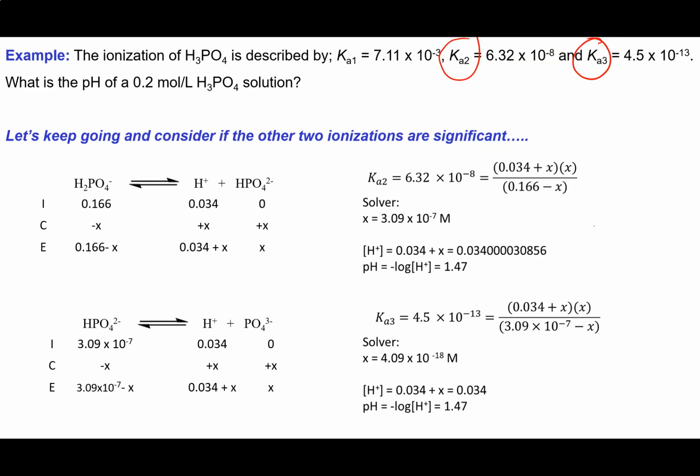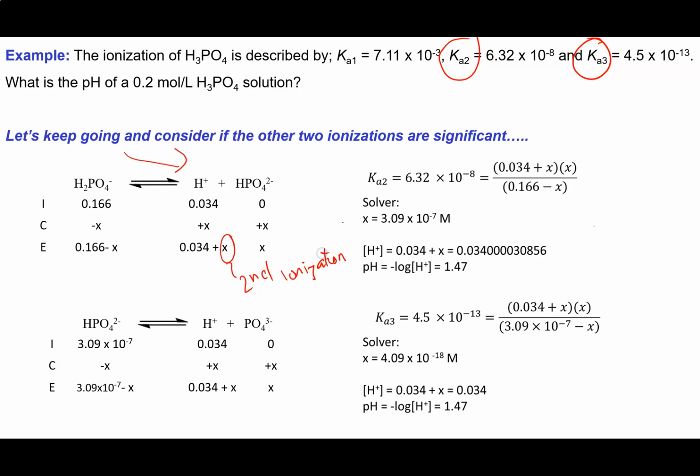So let's do it again. Let's pick up and look at the second ionization. We're going to begin with H2PO4 minus, and it's going to make H plus and HPO4 2 minus. This was 0.2 minus X, which turned out to be 0.166, and this X was my starting amount of H plus. I have none of the HPO4 2 minus, and it comes to equilibrium by moving towards the zeros. So this goes down by X, this goes up by X, and this goes up by X, and this represents the acid that's made in the second ionization.